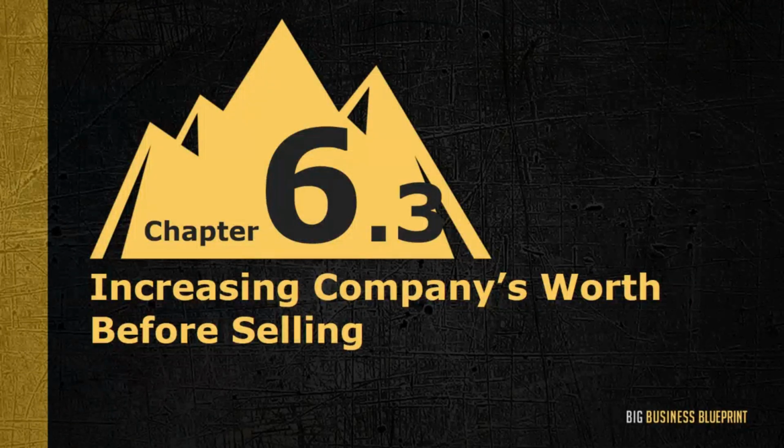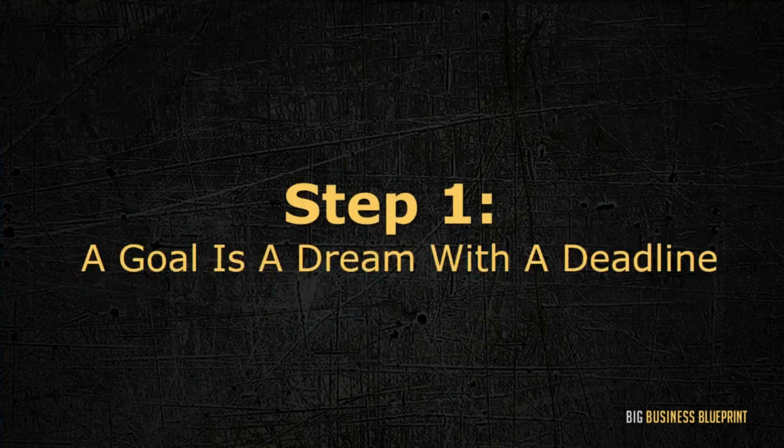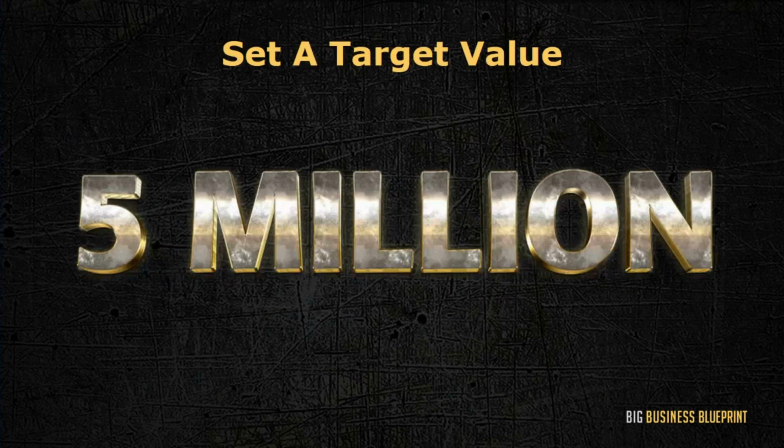Increasing your company's worth before selling. How can you solve this alarming problem? Will you still be able to sell your business? Here's how you can turn the whole situation around by following these 7 steps. Step 1. A goal is a dream with a deadline. Set a target value on how much you want to sell your business for, and with a realistic time frame. For instance, if $5 million is a 12x multiplier, this is how you should be thinking.